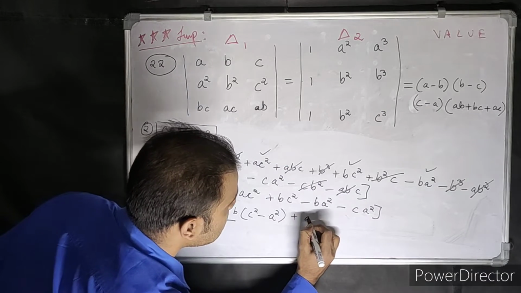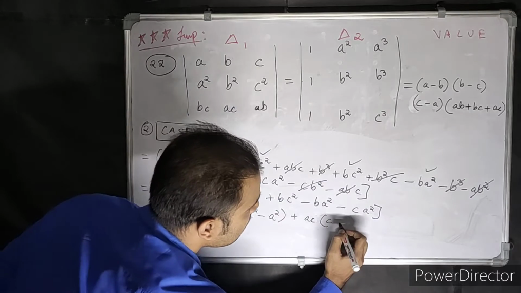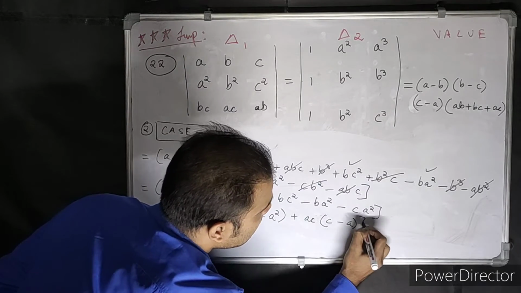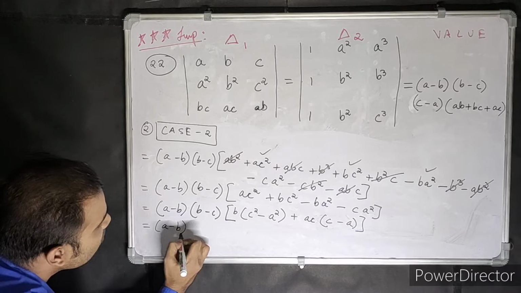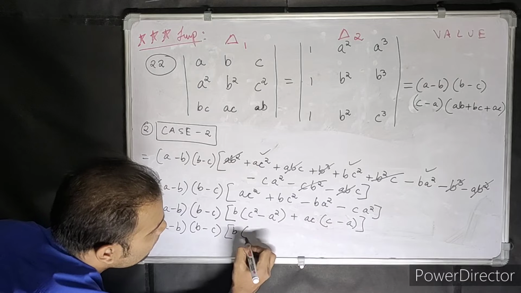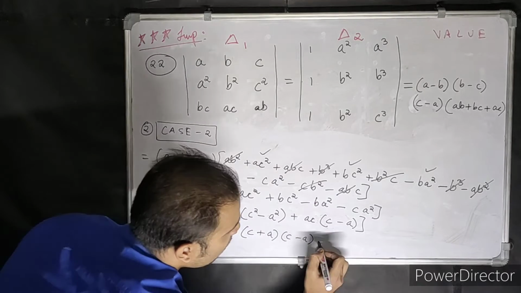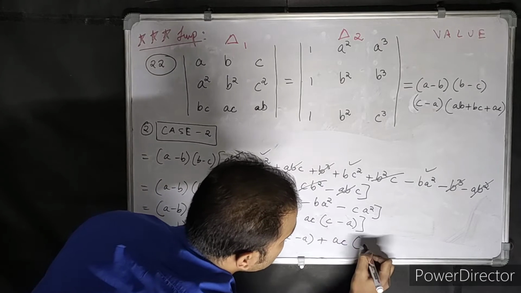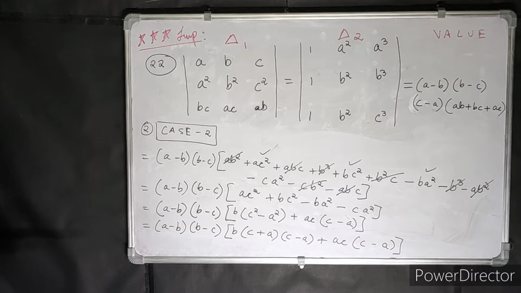So write plus AC. Then what are you left with? Just a C over here, and just an A over there. Did you understand what to do? I hope you have. B minus C. From here, B, C plus A, C minus A. Plus AC, C minus A. Close the bracket. You're done with your job. Nothing else to do.